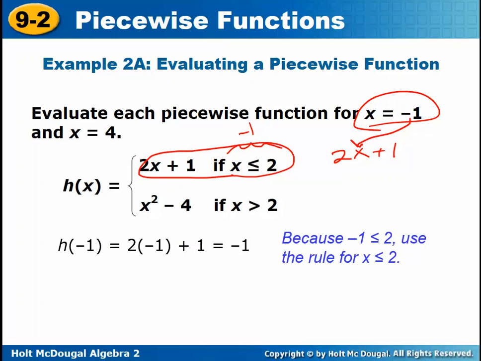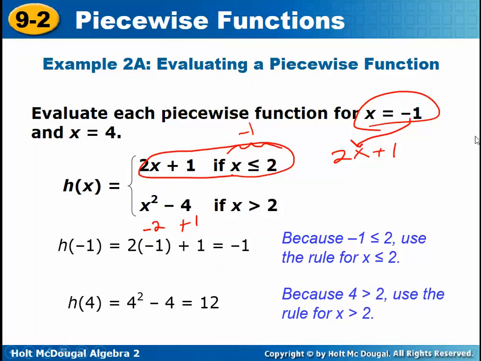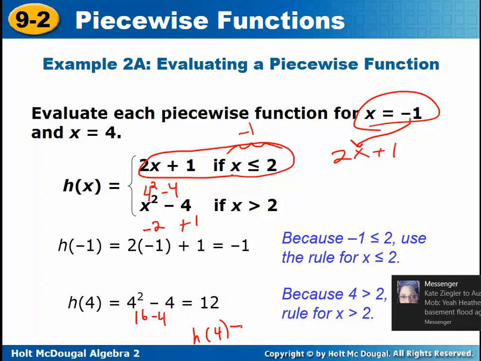So when x is equal to -1 in h of x, we go 2 times -1, that's -2. -2 plus 1 is equal to -1. So h of -1 is -1. For h of 4, x is greater than 2, so we would put it right here. So we'd go 4 squared minus 4. 4 squared is 16. 16 minus 4 is 12. So h of 4 is equal to 12.